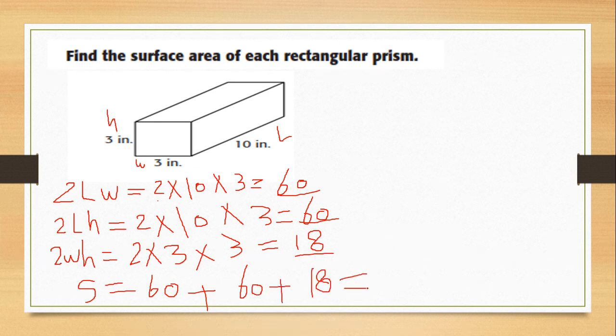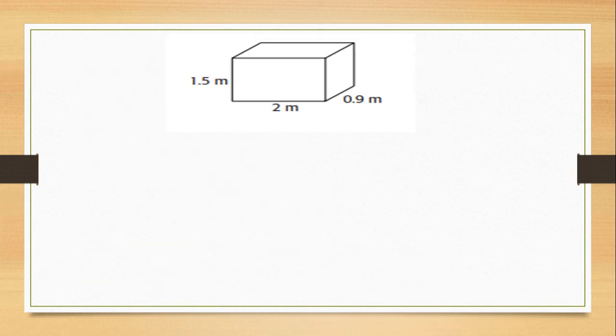Okay, now how can we get the result in an easy way? Like we did before, we will take two numbers together. So I will take 60 plus 60, which is 120. Then I will add 18. So 120 plus 18 equals 138. So the surface area of this rectangular prism will equal 138. Okay, you got it? That's great.